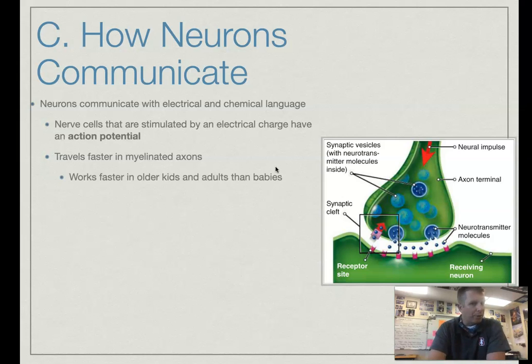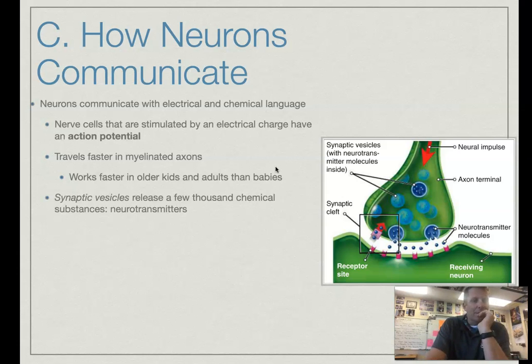It works faster in older kids and adults than babies. You can take a baby in a bathroom, this is kind of funny to do, and turn the lights off and hold them, and then you flip the lights on and look in the mirror, and their eyes are super big, and then they slowly contract. And so you can do that over and over again if you're bored with your baby. I used to do that to mine. Maybe that's why they're weird.